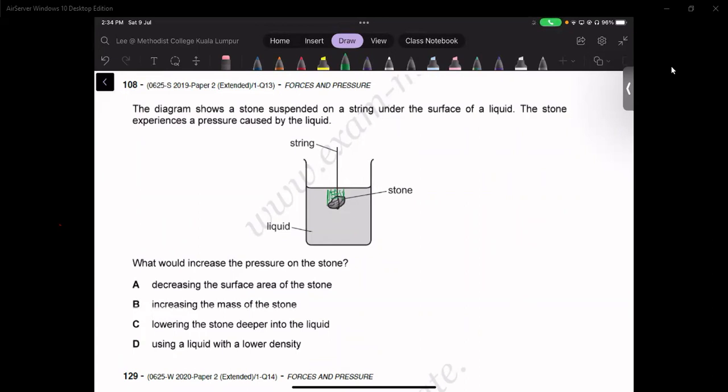Kindly vote your answers. Pressure of liquid, rho g h, rho h g.